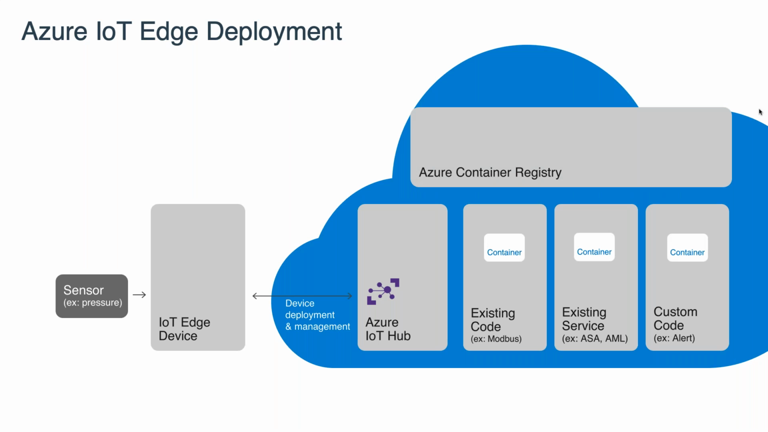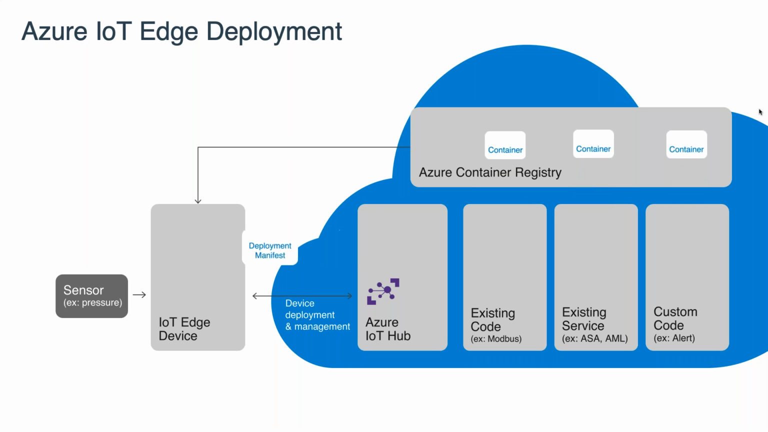In order to deploy this code, a deployment manifest is created. The Azure Container Registry deploys this manifest and also the code contained in each container. This can happen with one device, as I've highlighted here, but most importantly, this can happen with thousands of devices at scale through scripting.